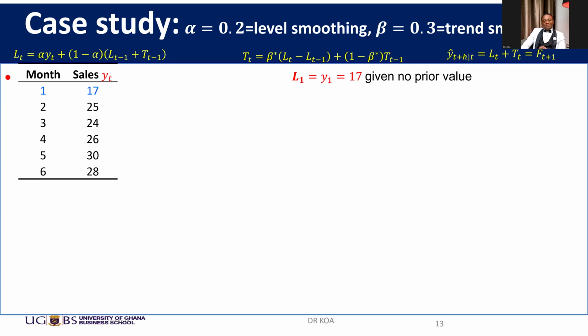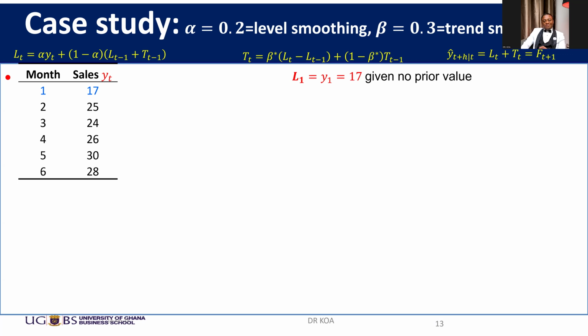The reason is that when you look at the equation up here, we should have some things here, but we don't. Why? Because we've not done any forecast to have a previous trend or a previous level. Because we don't have it, our current level is simply going to be the sales because we have no data. That is how the L1 is equal to the Y1, which is equal to 17. Now at least we have something, so when we go to the next period, we'll be able to refer to this one.